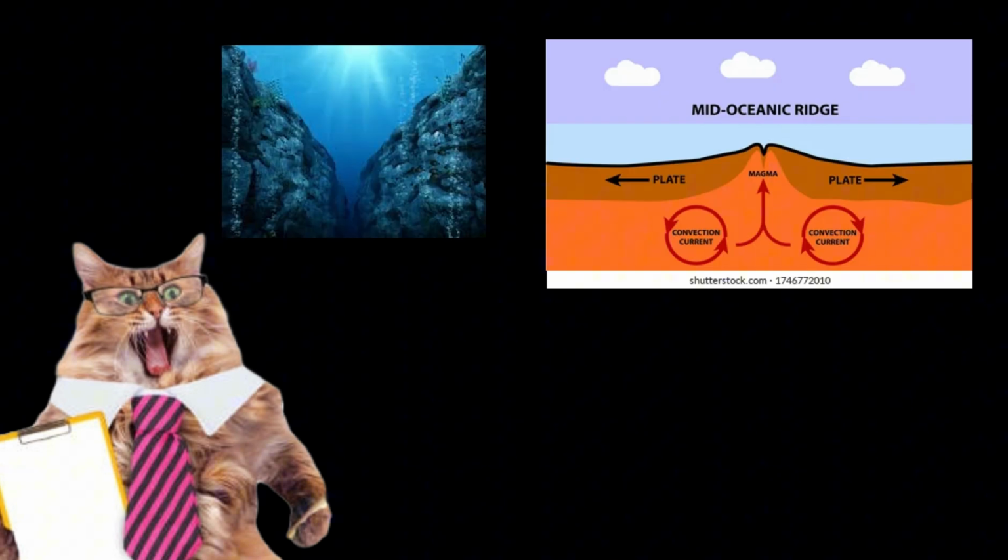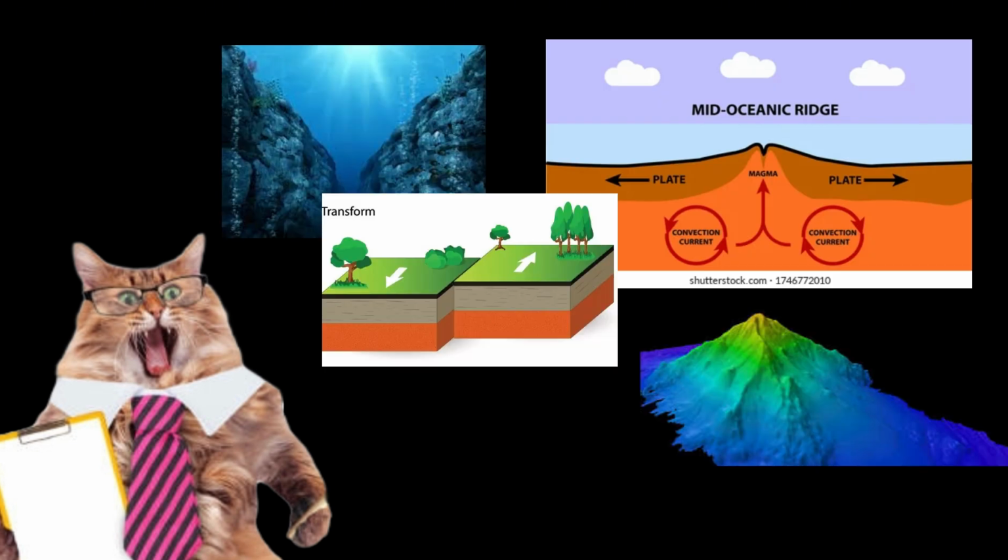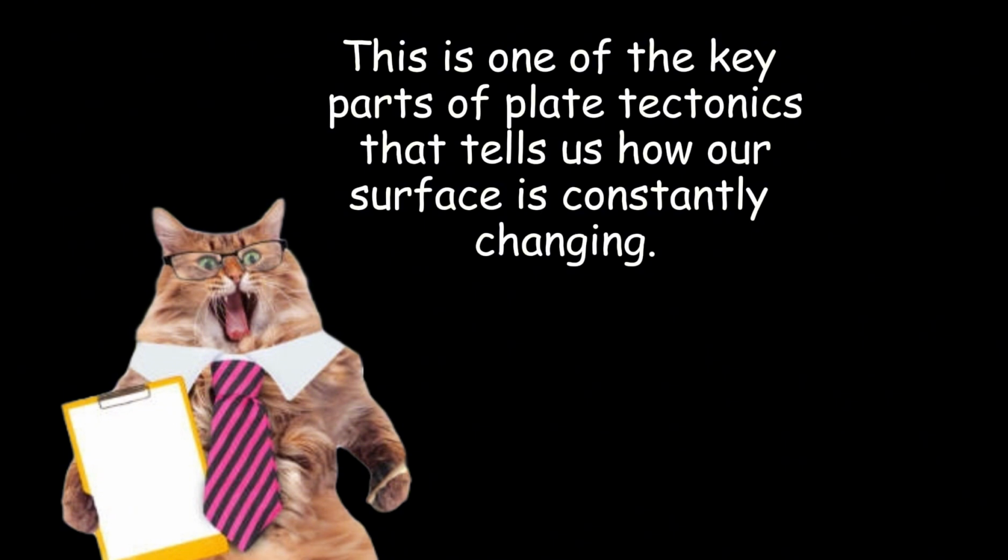Seafloor spreading has shaped the ocean floor, creating features ranging from ridges, trenches, and seamounts to transform faults. This is one of the key parts of plate tectonics that tells us how our surface is constantly changing.